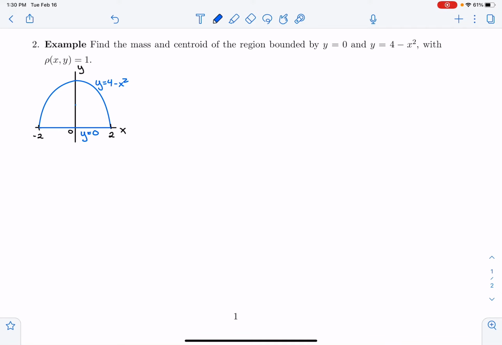And so what we're going to do to find the mass is we're going to integrate the density. So the mass is going to be a double integral of the function 1. And we're going to integrate that, let's say, dy dx. Now, to describe the area of this region, we can integrate from y equals 0 up to y equals 4 minus x squared. And then the x's would then have to go from -2 to 2.